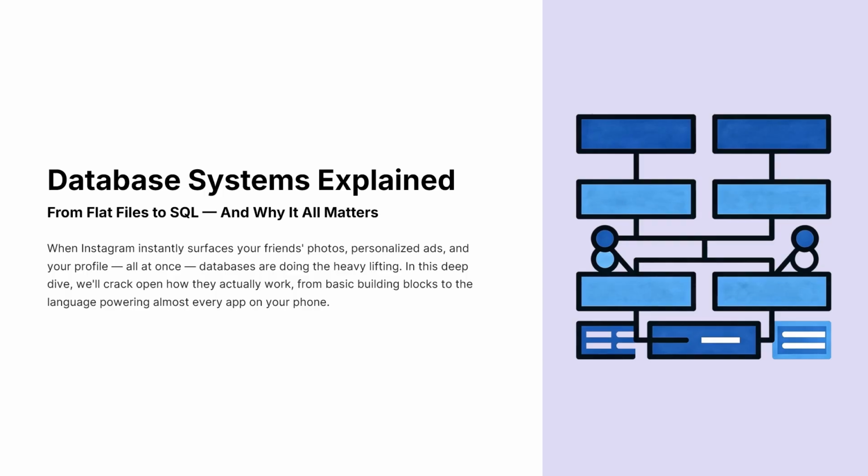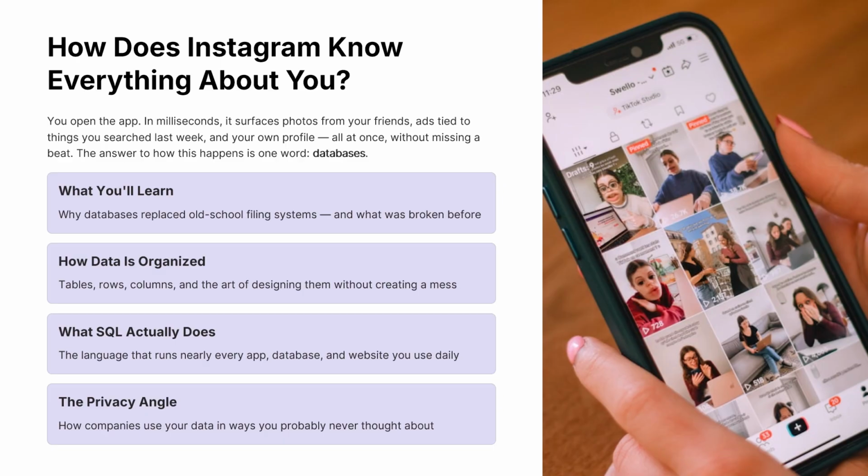When you open Instagram and it instantly shows you photos from your friends, ads tailored to stuff you searched last week, and your own profile info, how does it do all that instantly without melting down? The answer is databases. And today, we're going to crack open exactly how they work.